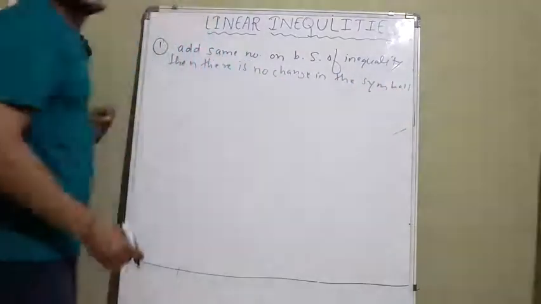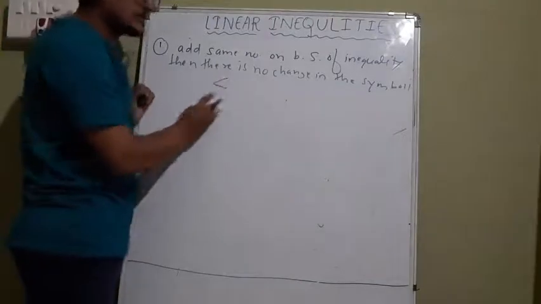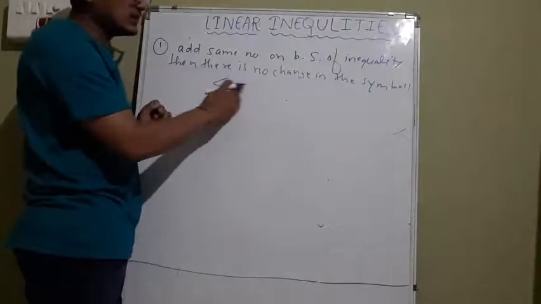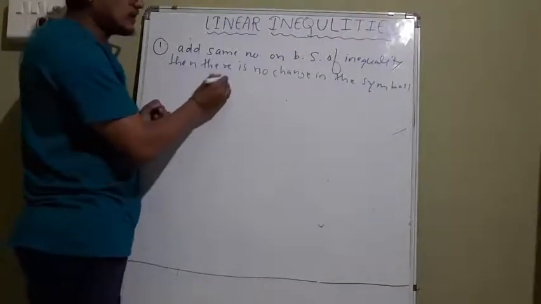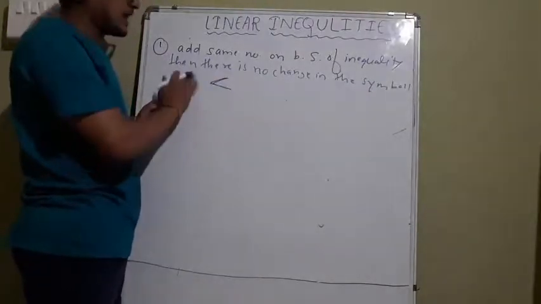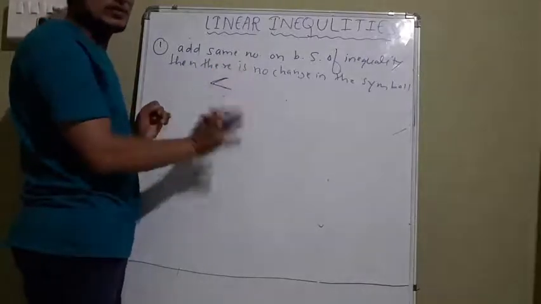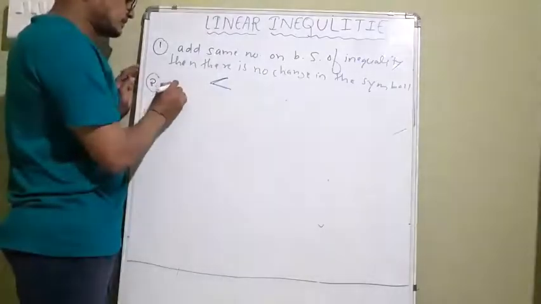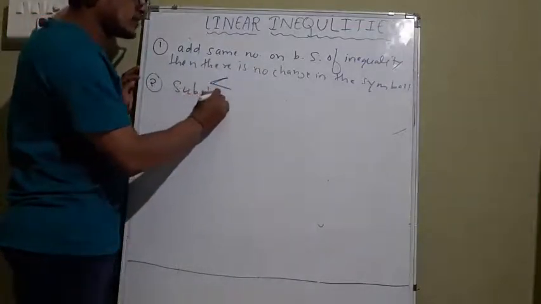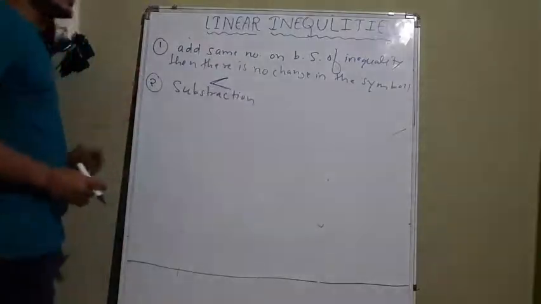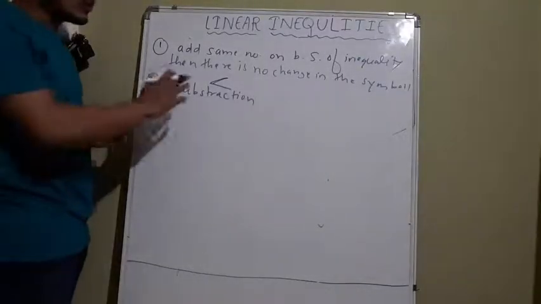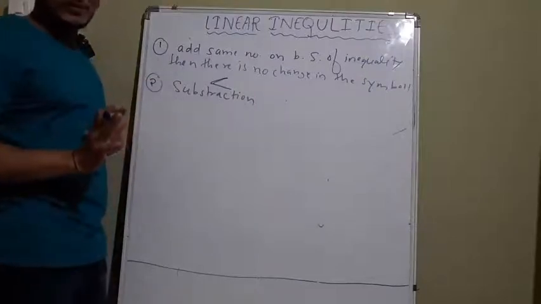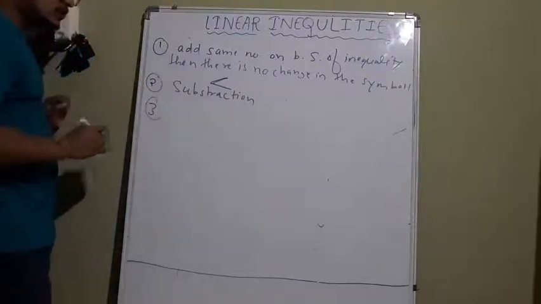I will say in the symbol means what? Suppose I have the less than symbol. If I add the same number on both sides, then there is no change in this symbol. Here the symbol is less than, and when I add the same number on both sides, there is no change. Similarly, for subtraction: when you subtract the same number on both sides of an inequality, again there is no change in the symbol.